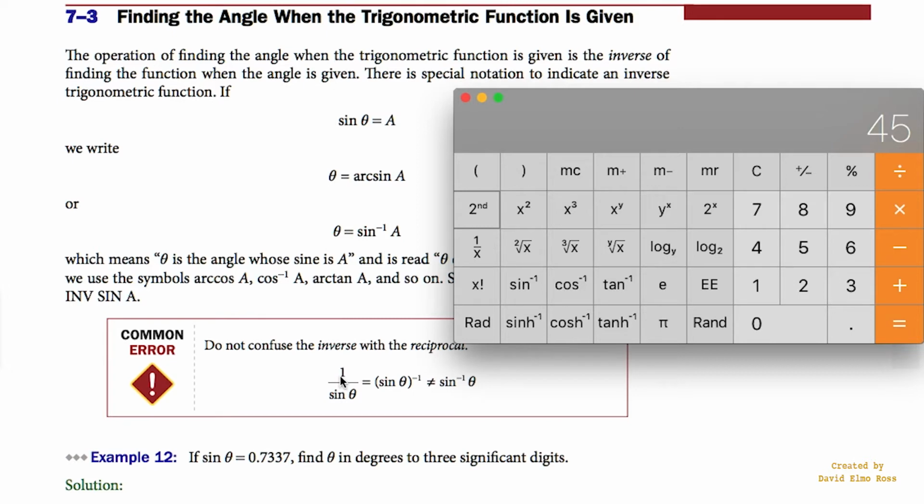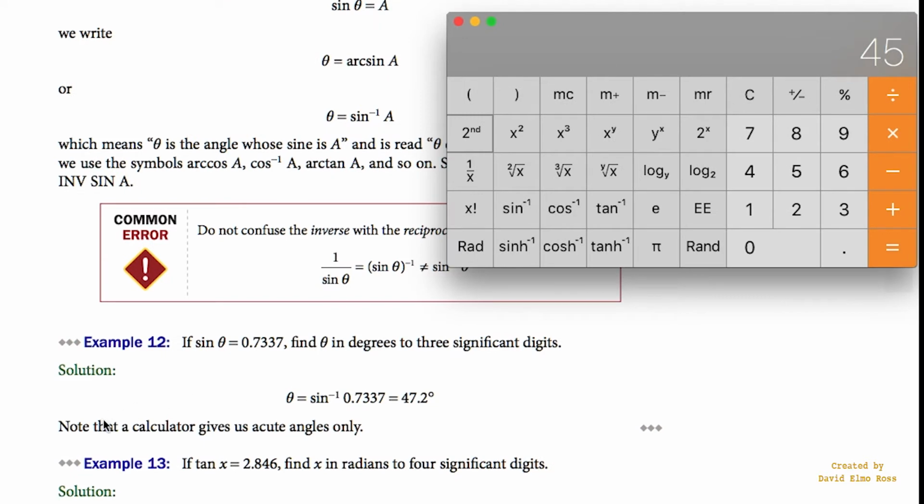Now the one thing to remember is 1 over sine of theta is sine of theta to the -1, which is the reciprocal, and this is definitely not equal to the inverse sine of theta. One other thing that it tells you here is that calculators will give you acute angles only when you work these out, and acute angles means 90 degrees or less.